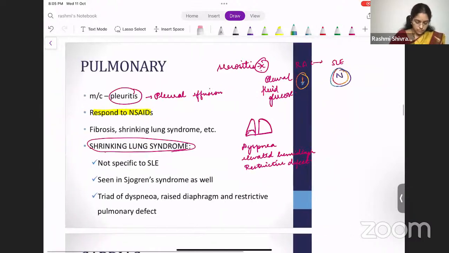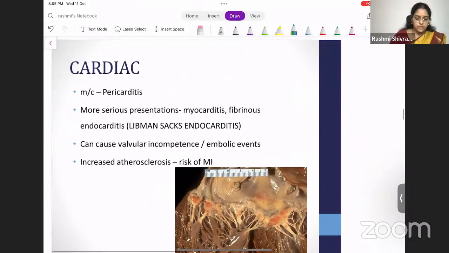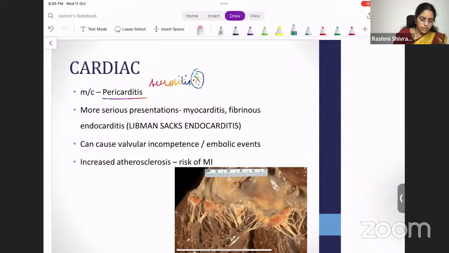Right. Let's move on. So now coming on to the cardiac. I told you the first thing, pericarditis, serositis. Right? Serositis is very, very important. Pericarditis is the most common presentation. You can also have endocarditis, myocarditis also. First, most common is pericarditis. You can also have myocarditis as well as endocarditis.